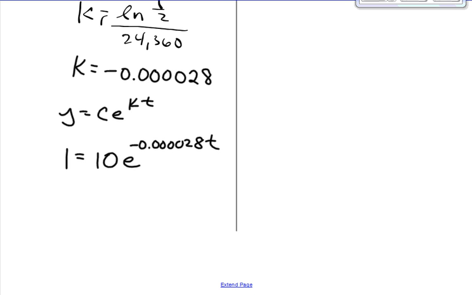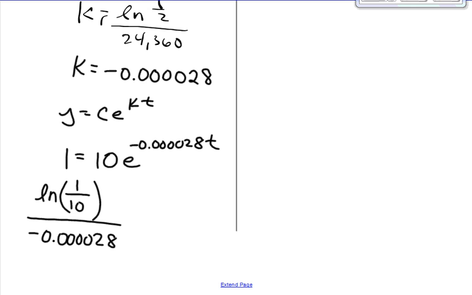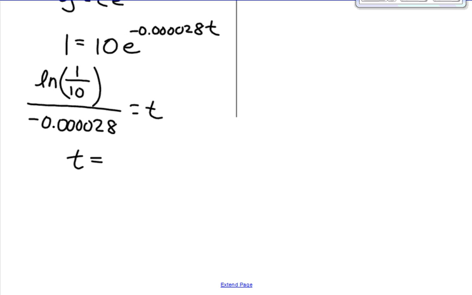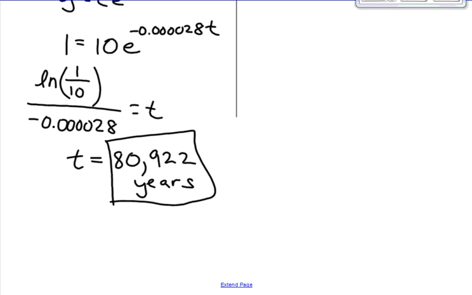So now to solve for that, we divide by 10. And if you're all okay with me, I'm going to do all these steps in one. So when I divide by 10, you're going to have to take the natural log of that, and then you would divide by that negative 0.00028, and that would equal my t. Okay. So if you're not good with that, then you can write out the steps for yourself, and then when you plug that into the calculator, you get approximately 80,922 years for those grams to become down to 1 gram.